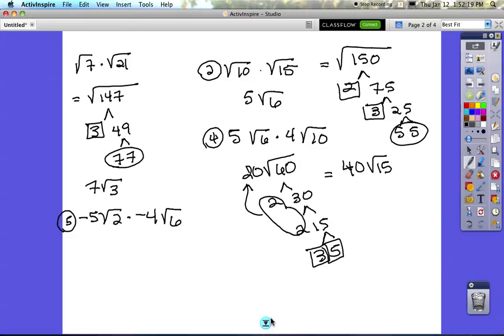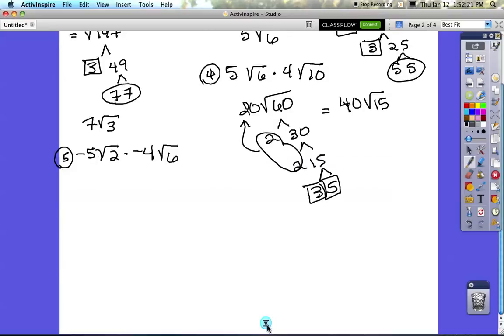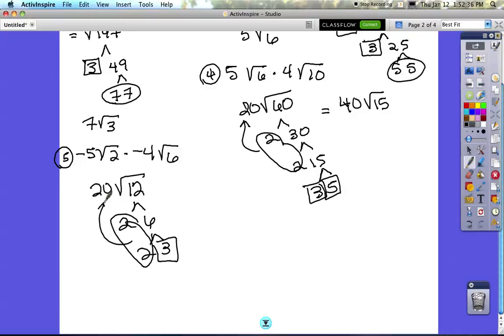Now let's look at the last one. -5 times -4 is 20. Square root of 12. So that's 2 and 6, 2 and 3. Move that to the outside. 40 square roots of 3.